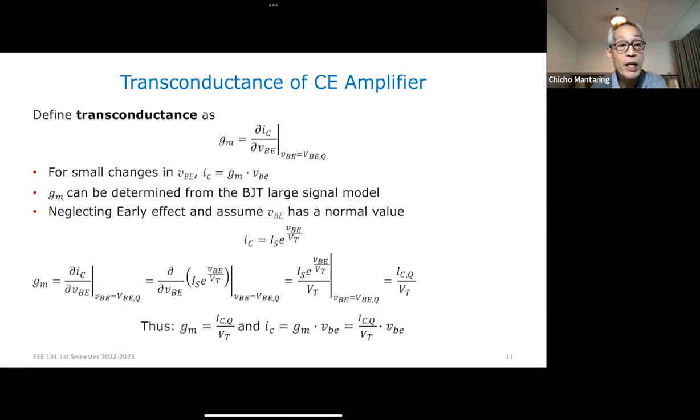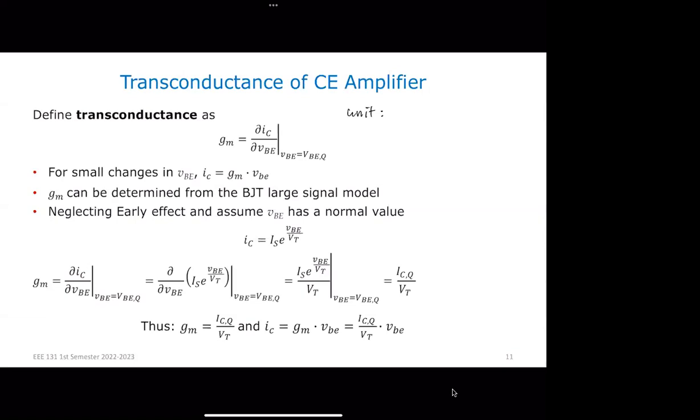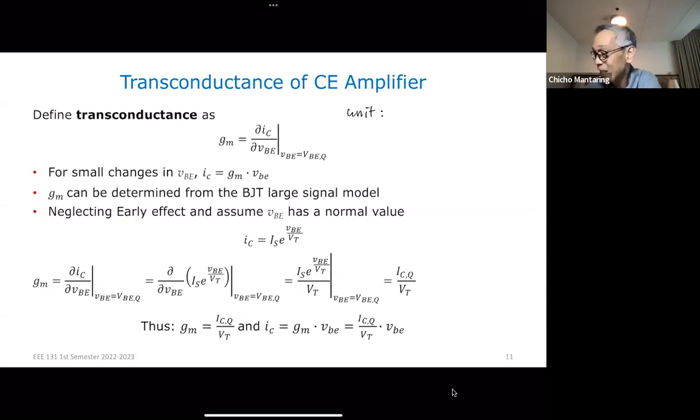Now, why do you call it a transconductance? First of all, the units. What is the unit? Current over voltage. What is the unit? Ano magiging unit niya? Come on, guys. Siemens po, sir. Okay, Siemens. Unit is Siemens. So it is a conductance.